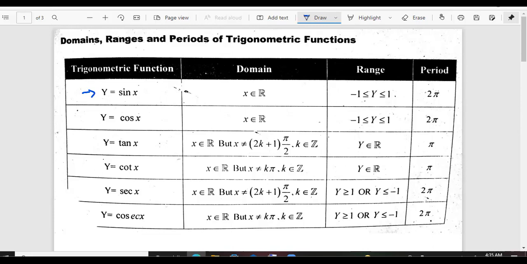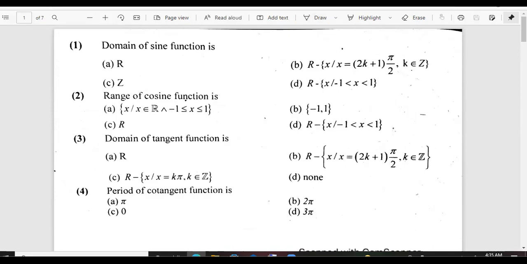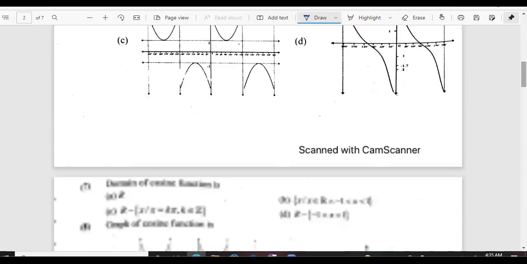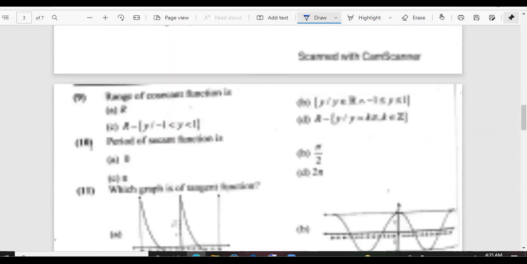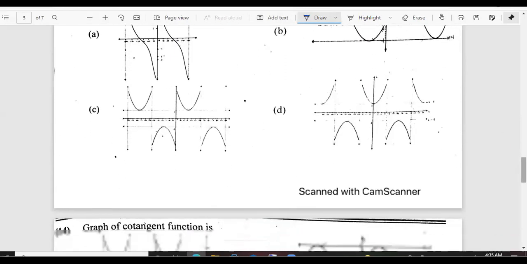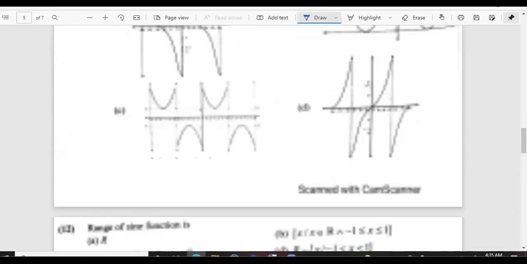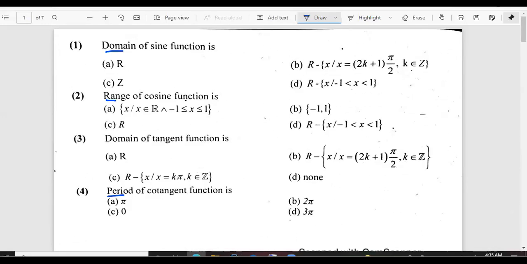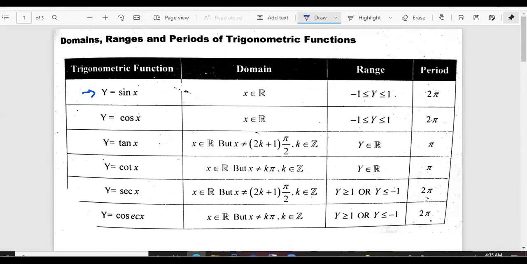Now you will see in most of these questions, they're talking about the domain, range, and period. Then they'll talk about the graphs, and there's a question or two where they're talking about the amplitude as well. So this is what we have in all these questions. Now we can discuss it. The first trigonometric function is sine of x.